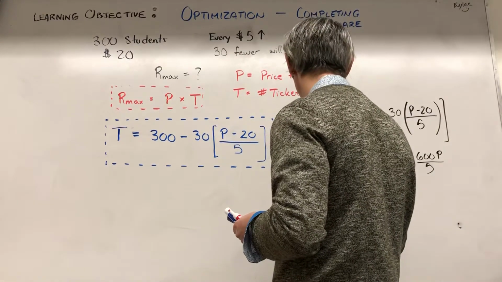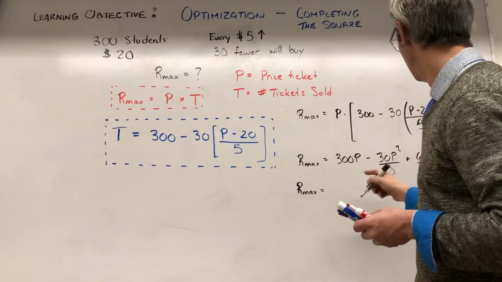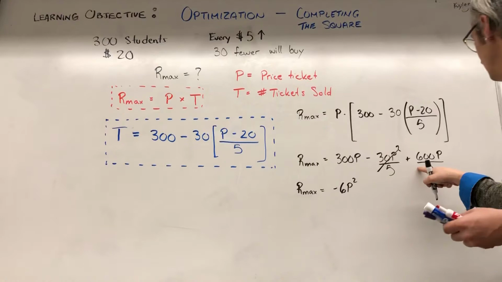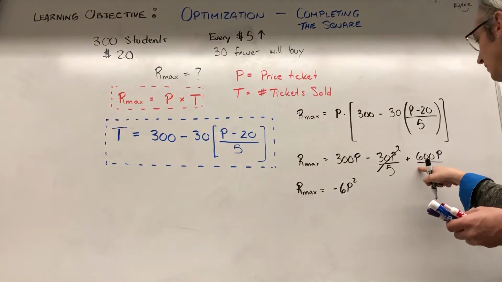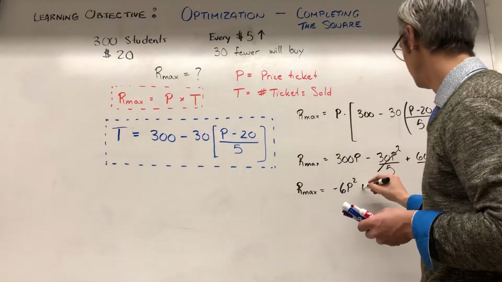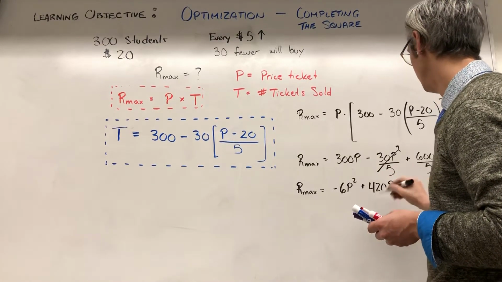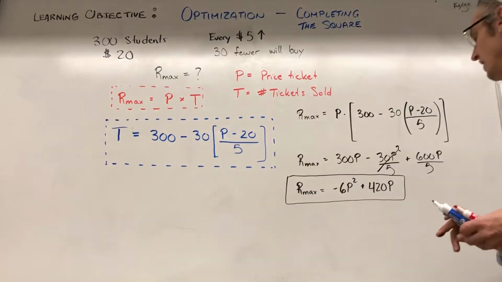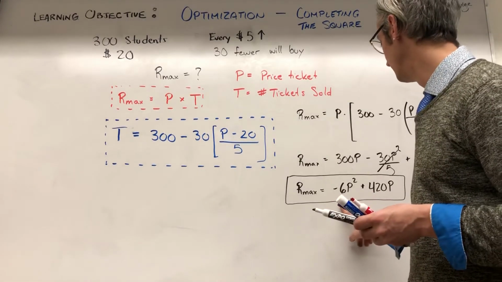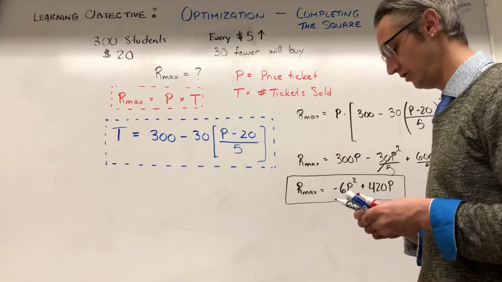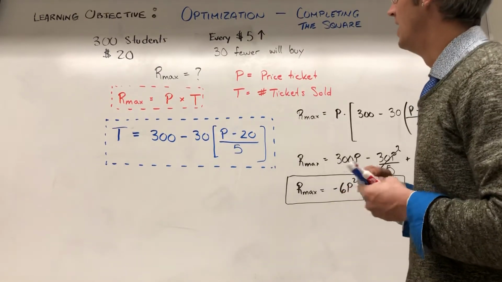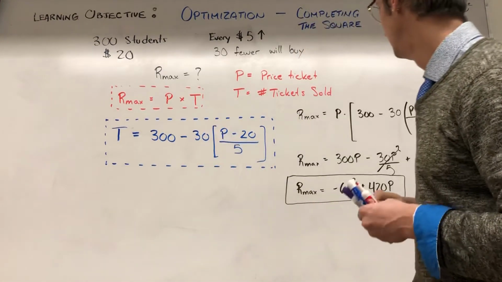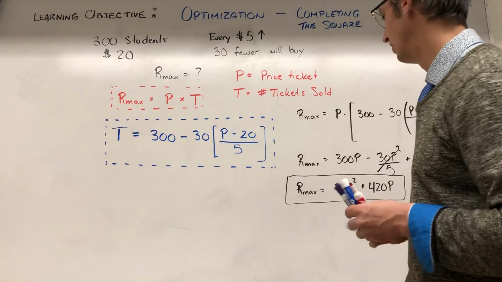And I'll fix this up. I get R max is equal to negative 6P squared plus 420P. And there's my formula for R max. Now I can go through and I can solve this using my completing the square method. I'll have to take out the negative 6, do what I do, and then at the end I will get a number for the price, and then I can find out the number of tickets sold from that price using this formula, and then my R max will be my Q. That'll be my max revenue.